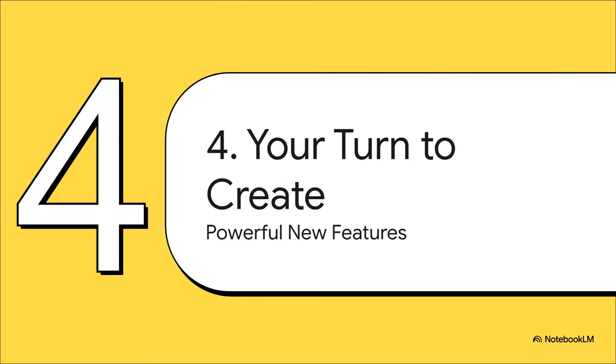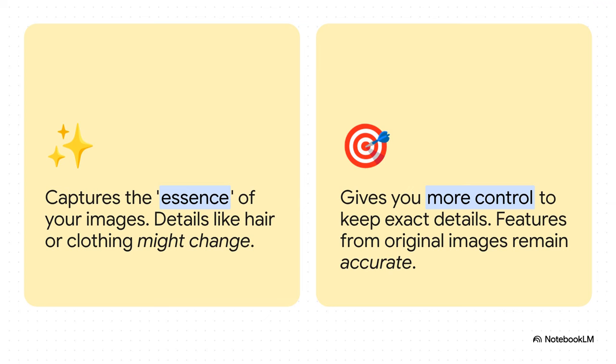Okay, so seeing all this is pretty inspiring, right? But the absolute best part is that you can do all of this yourself, right now. So let's look at the features that give you even more creative control. Google just dropped a huge update called Precise Mode. Now, in the standard mode, Whisk is great at capturing the general vibe of your images, but some details might change. With Precise Mode, it sticks way more closely to the specifics in your original pictures. It's perfect for those times when you need the character's exact hairstyle or clothing to stay the same.